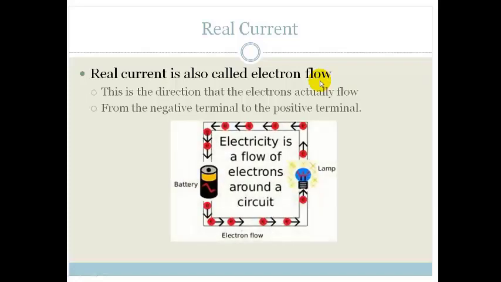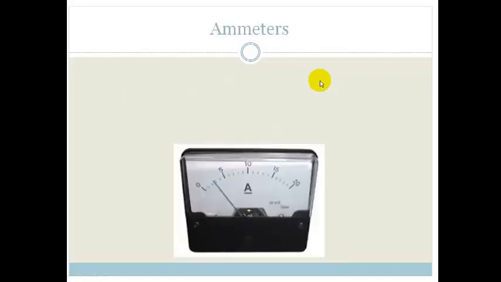So electricity is the flow of electrons around a circuit. It always flows from the negative terminal. The electrons flow from the negative terminal to the positive terminal because the positive terminal attracts the negative electrons. But by convention, we say it travels from the positive to the negative.